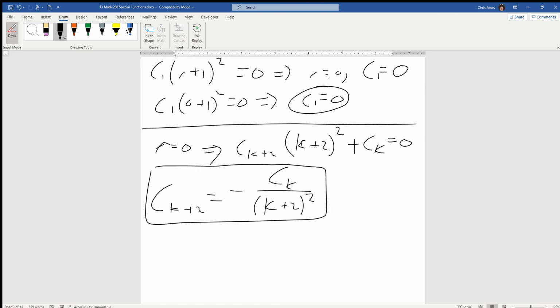And in the next video, what we're going to do is we're going to finish this off. We're going to use the method of iteration, and let's see if we can come up with a solution, or at least some sort of series representation for Bessel's J sub naught.